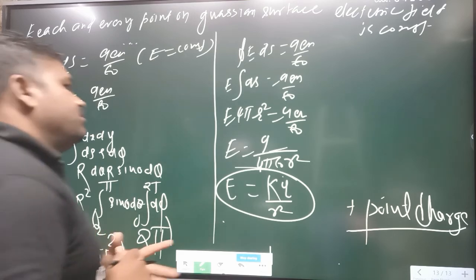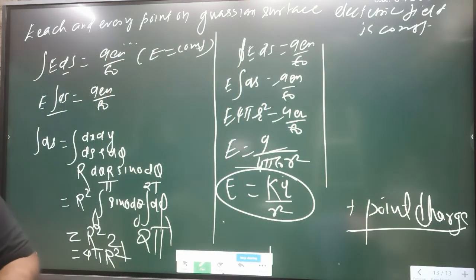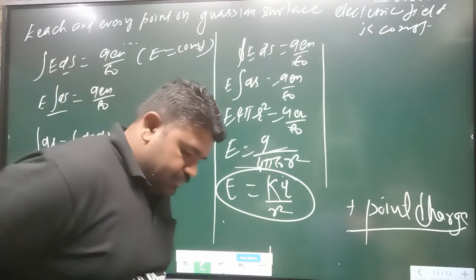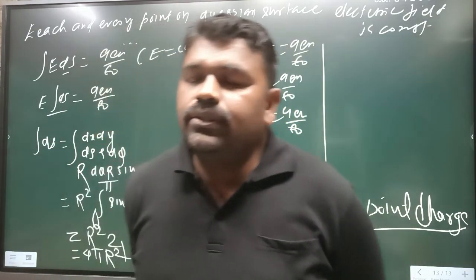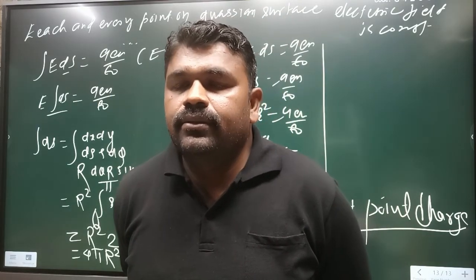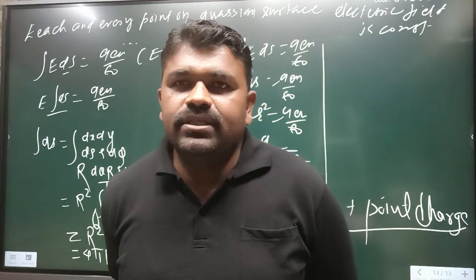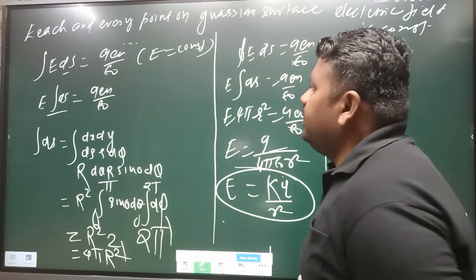In this case, the most important thing to note: the electric field is always normal to the Gaussian surface, and the area vector is also normal to the Gaussian surface. What is the angle between them? 0. Theta is equal to 0, cos 0 is 1. The electric field on the Gaussian surface is constant. Yes or no? Constant, we can take it common out. We can find only the integration for area.